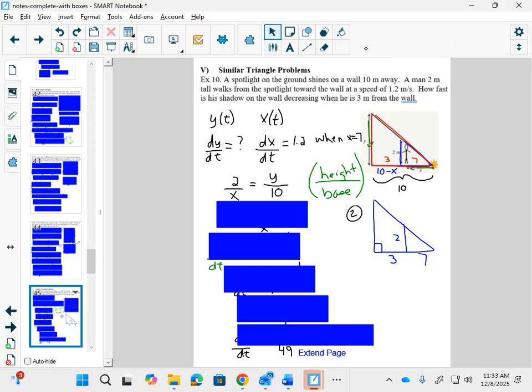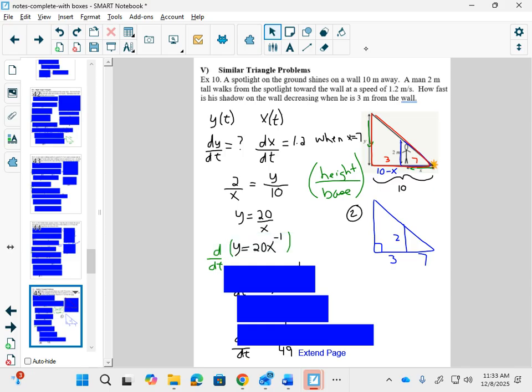Now I could do the derivative with respect to time of this right here. I could also rearrange it. Maybe I want to get the y by itself. Maybe you got the 20 by itself. Then if I take the derivative with respect to time of this, and I move my x up so I could use my power rule, the derivative of y is dy dt. Bring the negative out in front, subtract 1 from the exponent, would give me negative 20 x to the negative 2, which I could write as x squared on the bottom.